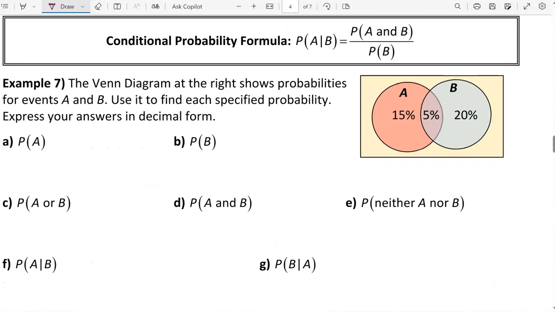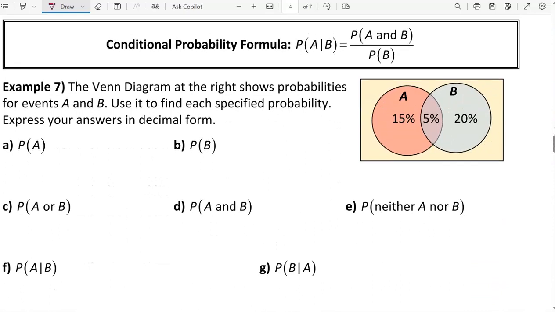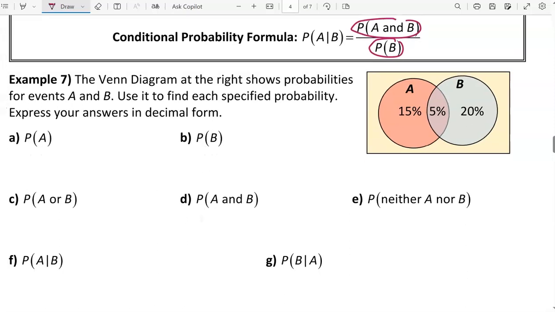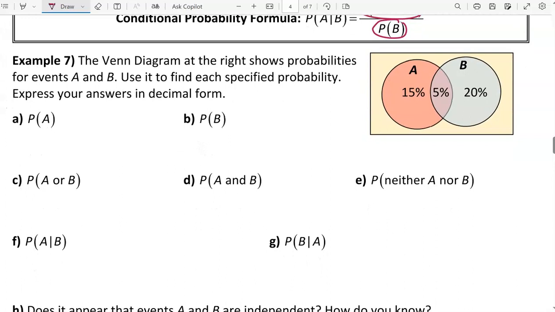All right, and that brings us to formalizing this a little bit more. If we don't have actual data in terms of totals, we're going to compute our conditional probability using the following formula. The probability of A given B is equal to the probability of A and B happening together over the probability of B. So we'll use this Venn diagram that shows probabilities for events A and B.